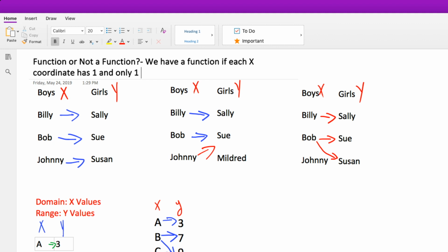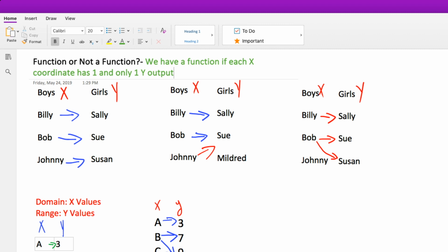We have a function if each x coordinate has one and only one y output. So I'm going to explain what this means. I just put that in red. Or should I make it blue? I feel like we have a lot of red around here already. Let's make it green. Okay. So we have a function if each x coordinate has one and only one y output.